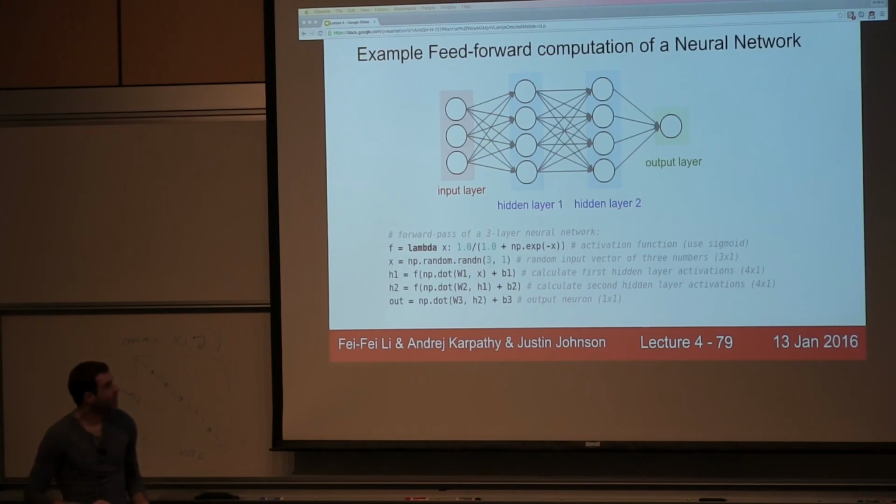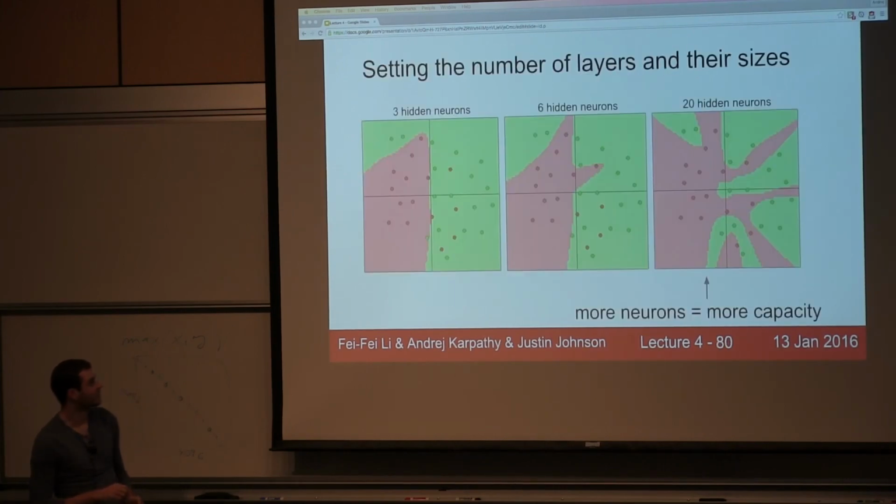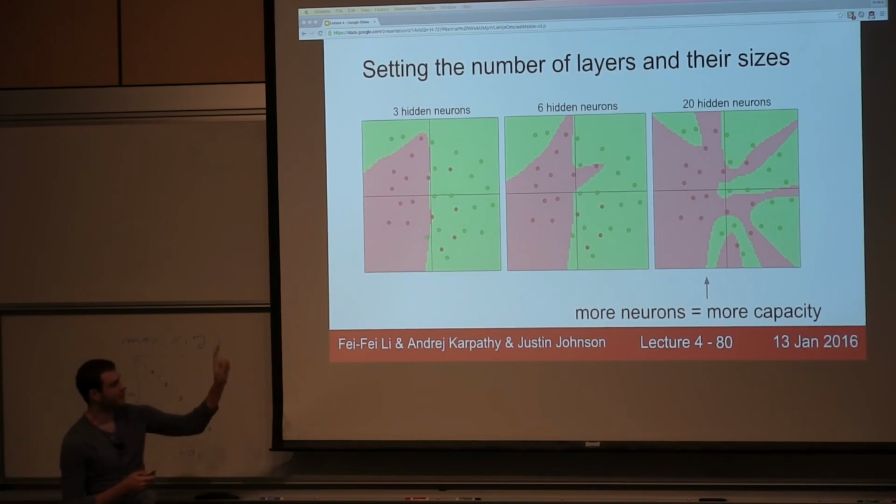So now I'd like to show you a demo of how these neural networks work. This is a JavaScript demo that I'll show you in a bit. But basically, this is an example of a 2-layer neural network doing a binary classification task. We have 2 classes, red and green. And we have these points in 2 dimensions. And I'm drawing the decision boundaries made by the neural network.